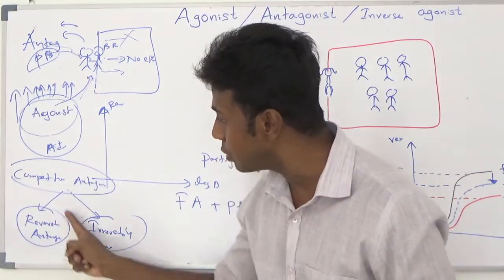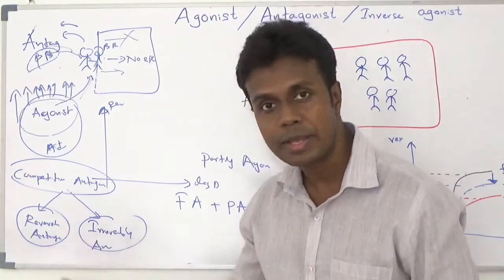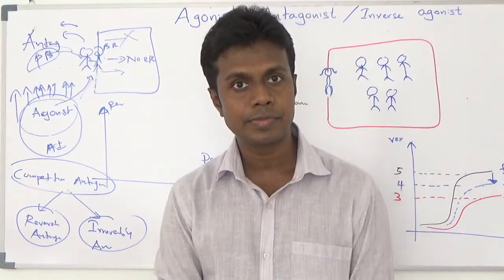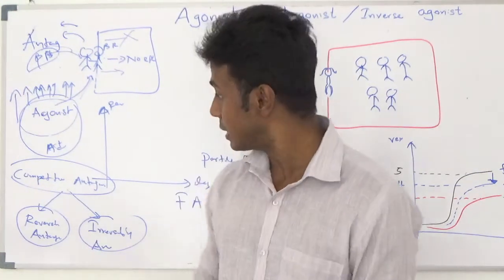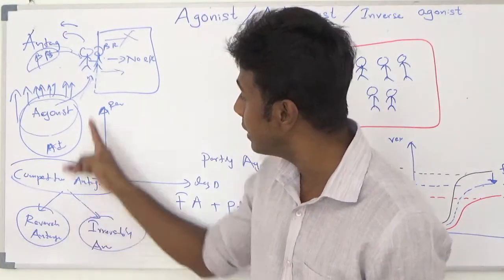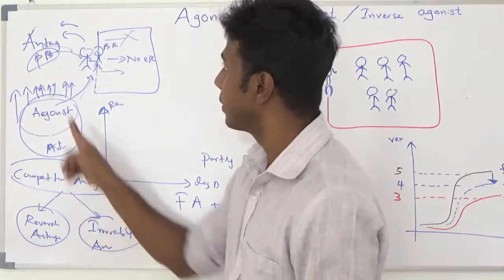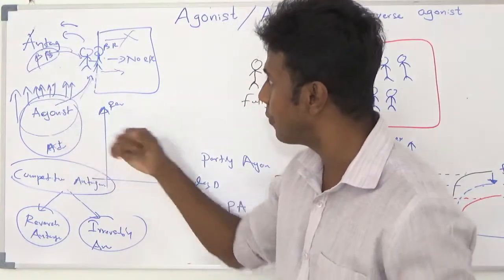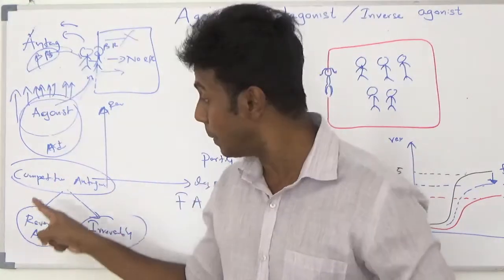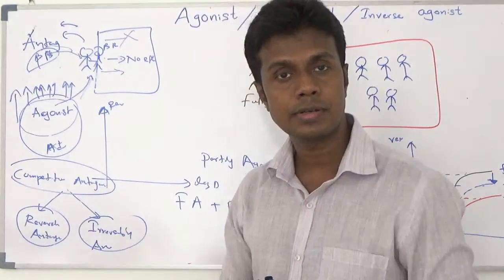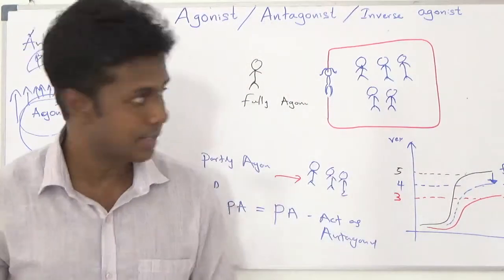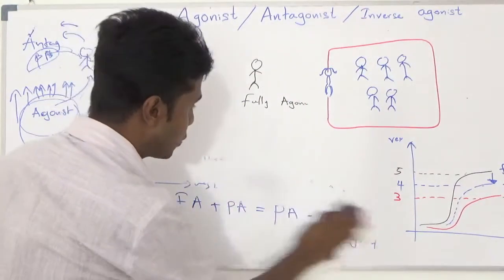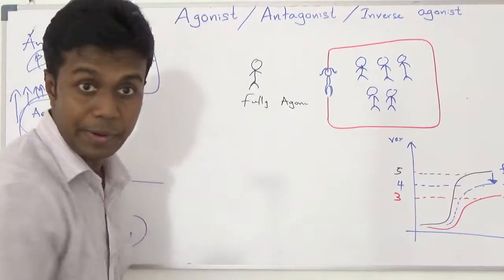That is called competitive antagonism. Again, it can be divided into reversible antagonist and irreversible antagonist. This is called competitive antagonism. Why? In both cases, antagonist and agonist fight for the receptor. They compete for receptors. Sometimes there is a thing called non-competitive antagonism. We'll see how it happens.